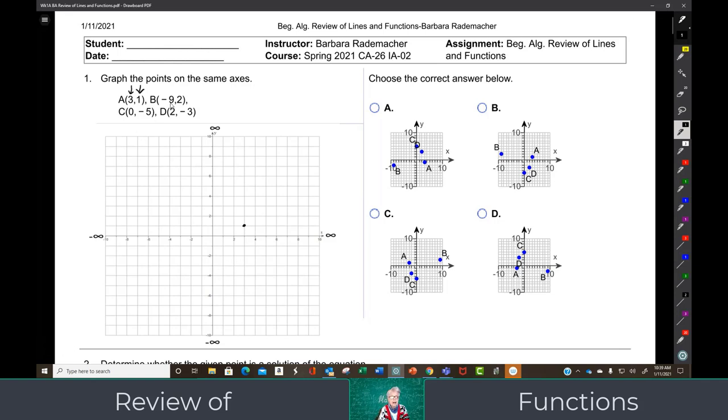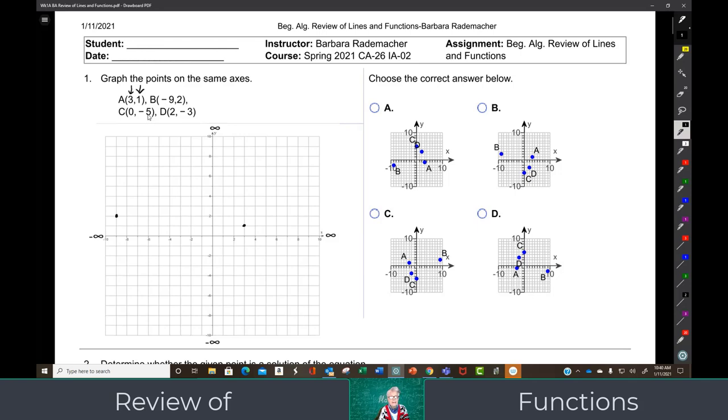Okay, B is -9, 2. That means I start at the center and I go to the left 1, 2, 3, 4, 5, 6, 7, 8, 9, and then up 1, 2. Notice I don't actually put a dot until I've gone in both directions. So I don't put a dot there, except maybe accidentally. I go sideways and then up and put my dot.